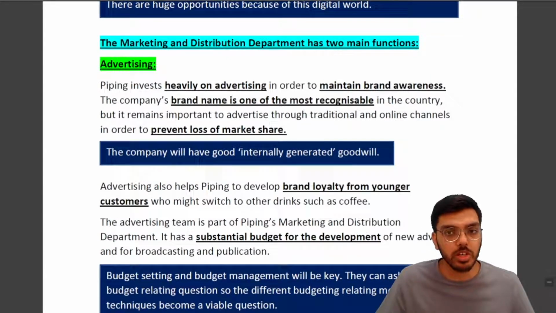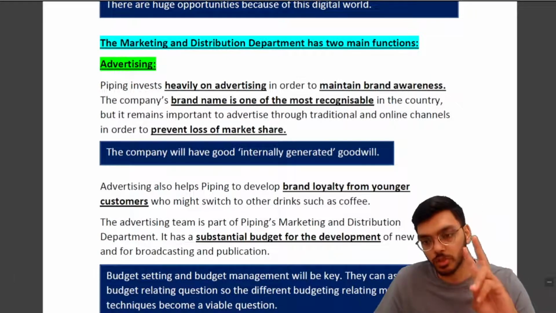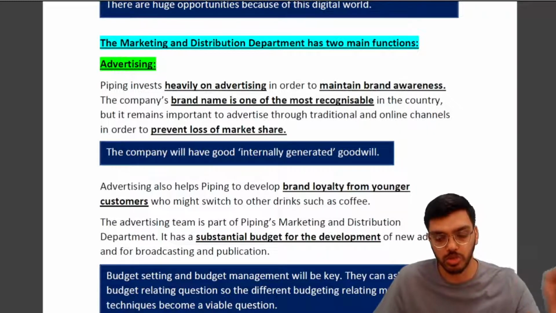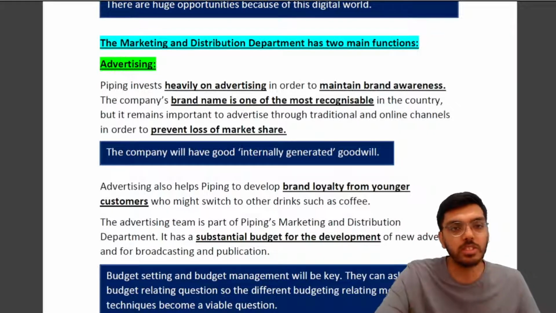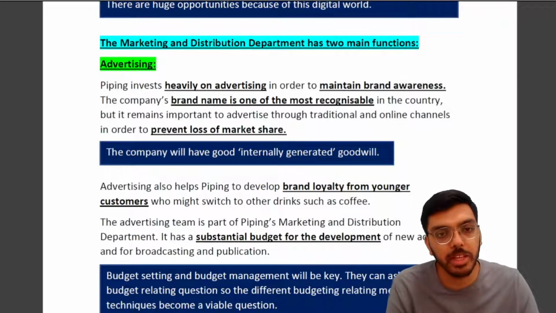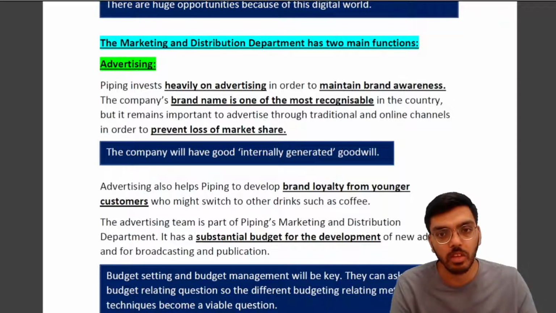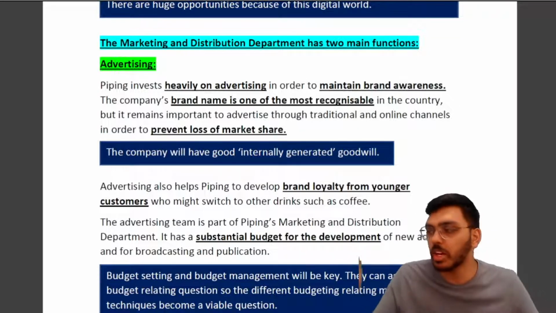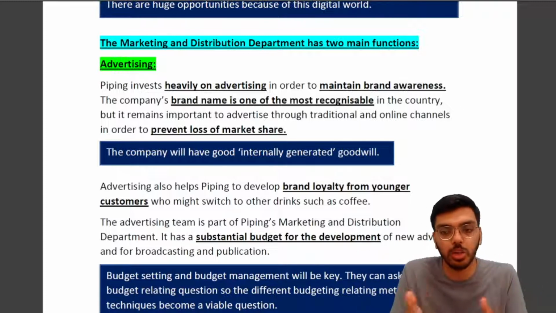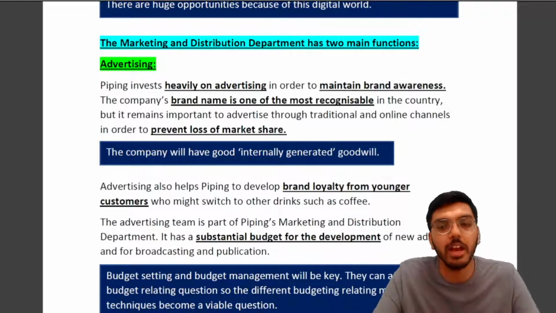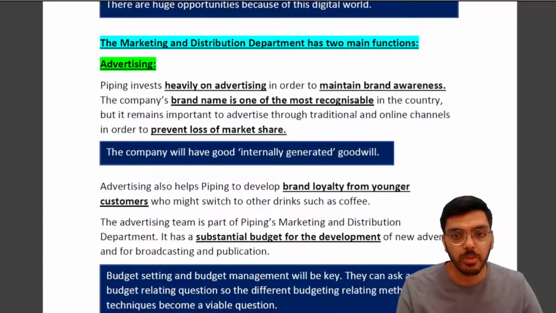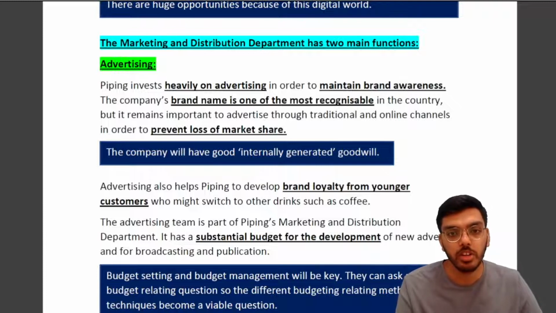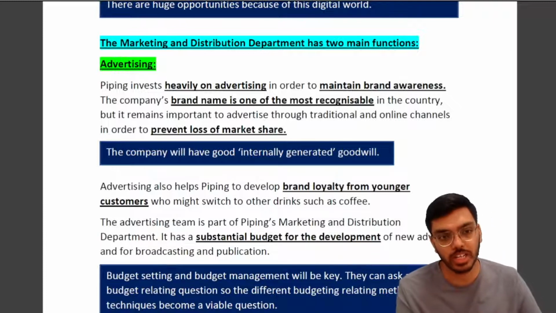The marketing and distribution department has two main functions. The first is advertising. So Piping invests heavily in advertising in order to maintain brand awareness, so that whenever anybody thinks tea in Northlandia, they should think of Piping. That's why they advertise. The company's brand name is one of the most recognizable in the country, but it remains important to advertise through traditional channels and online channels in order to prevent loss of market share.